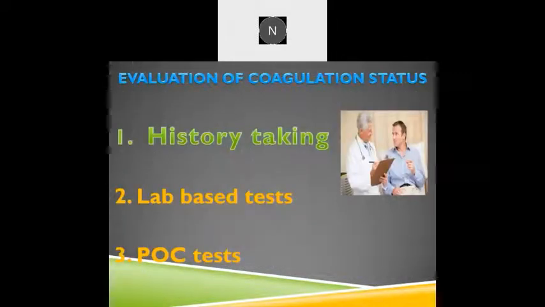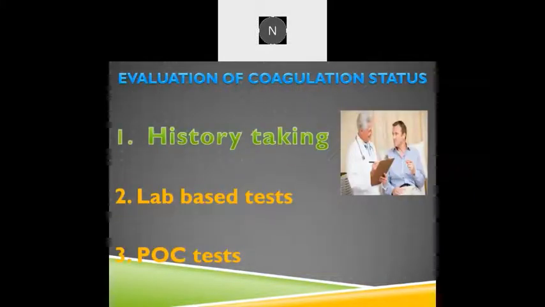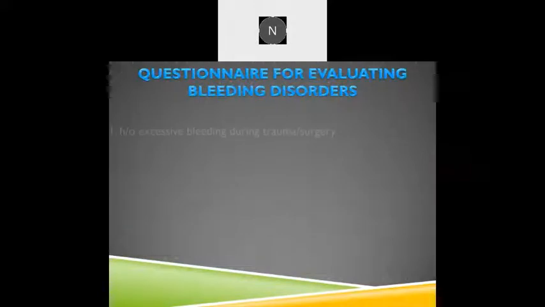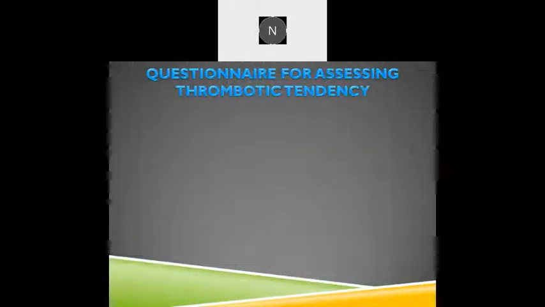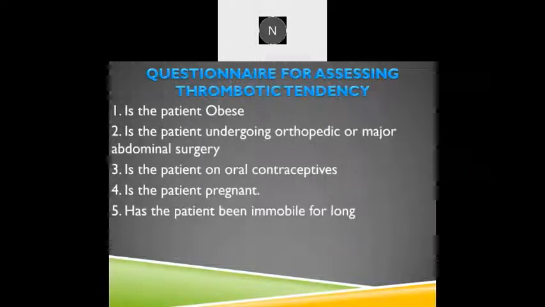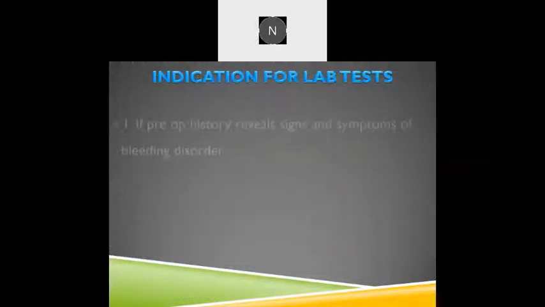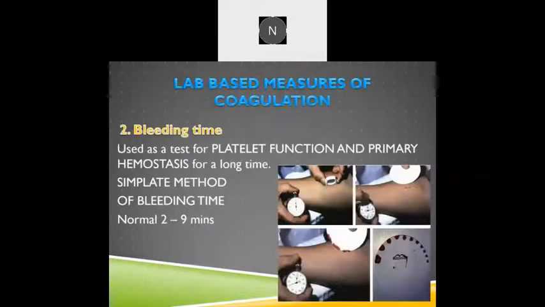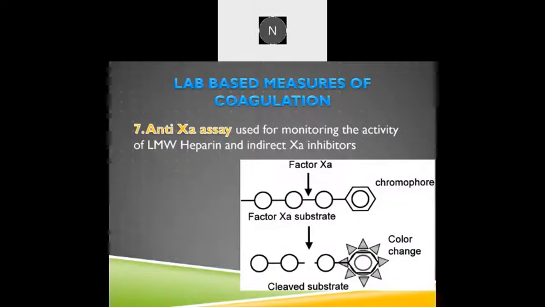So evaluation you can do by history taking, lab-based tests, and point-of-care testing. These are, of course, not really related to the talk I gave, which was on both the physiology of coagulation and the tests to identify coagulation deficiencies. So just rush through that. They're all the lab-based coagulation tests.